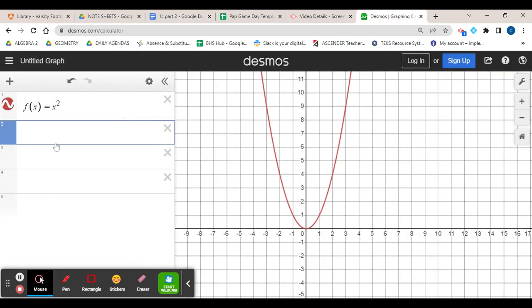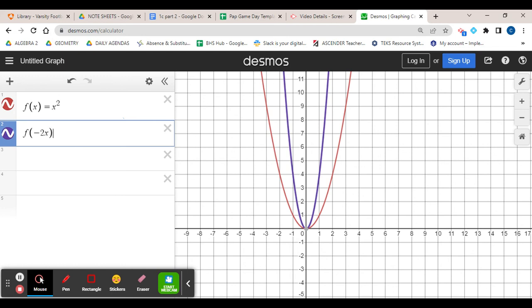Let's try it. So f of negative 2x, okay? And there we go. We have a horizontal reflection of this graph, which ends up being itself because it's symmetrical across the y-axis, and then it compresses by a factor of 2.